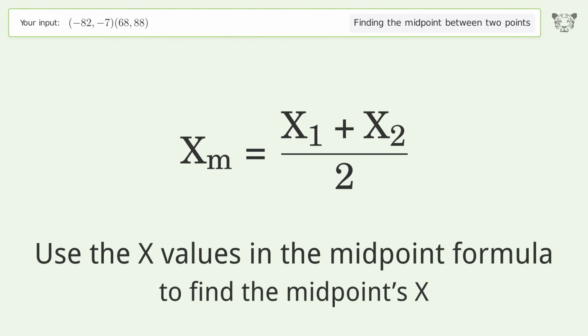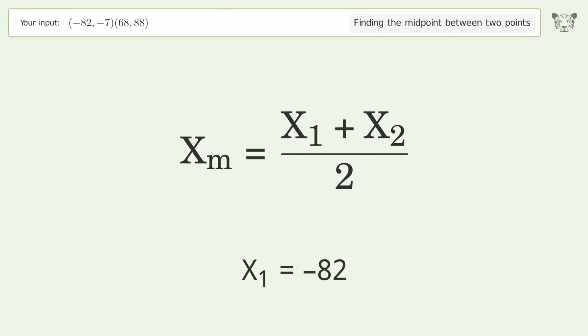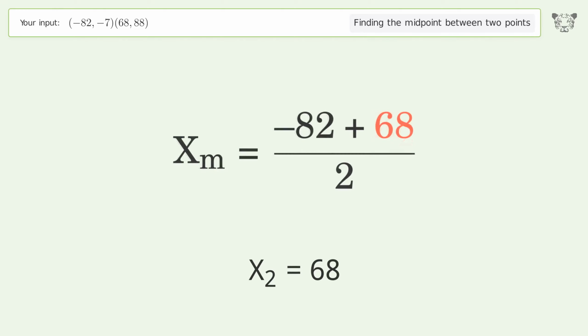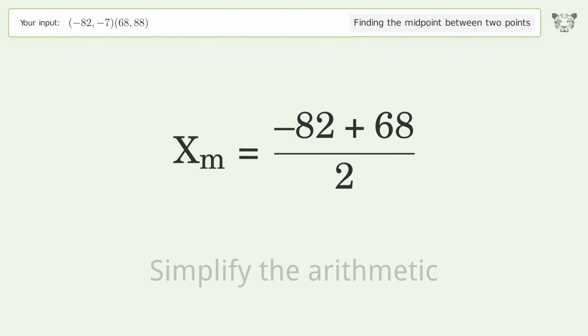Use the x values in the midpoint formula to find the midpoint's x. x1 equals -82. x2 equals 68. Simplify the arithmetic.